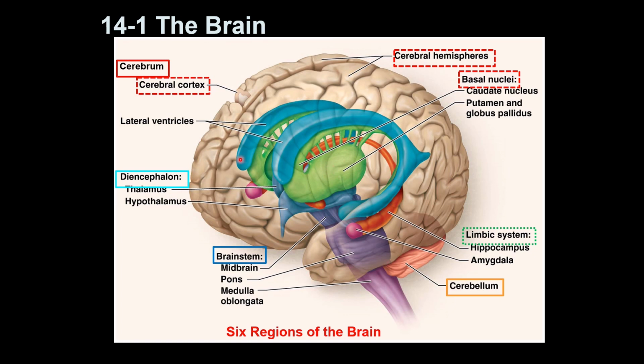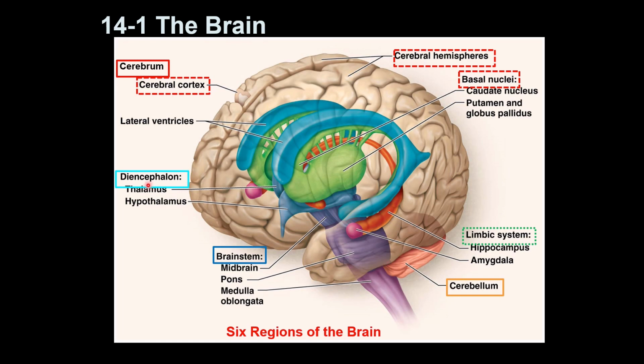You also see these structures, these blue ones. These are called ventricles, and ventricles are cavities that contain cerebrospinal fluid. There are different ventricles in different parts of the brain, and these ones that you see here are called lateral ventricles. There are 2 of them, one inside each cerebral hemisphere.